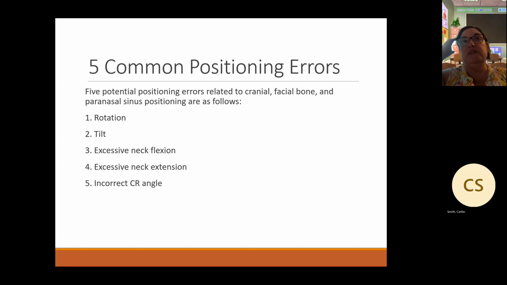So let's get right into the positioning now of the skull. There are 5 common positioning errors that happen when you do any type of positioning for the skull. And that can be a rotation, a tilt, which is like this, excessive neck flexion or extension, and then your central ray is incorrect.